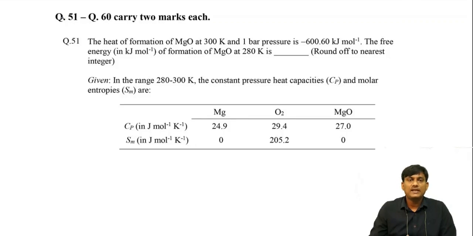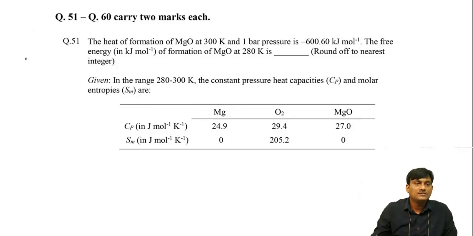In this video, I will explain questions from 51 to 60 in the JAM 2020 chemistry paper. Question number 51. The heat of formation of MgO at 300 Kelvin and 1 bar pressure is minus 600.60 kilojoule mole inverse. The free energy in kilojoule mole inverse of formation of MgO at 280 Kelvin is. Here delta H at 300 Kelvin is given. You have to calculate delta G at 280 Kelvin.